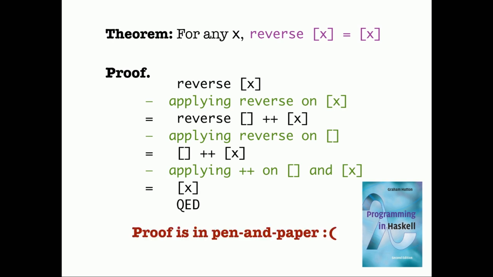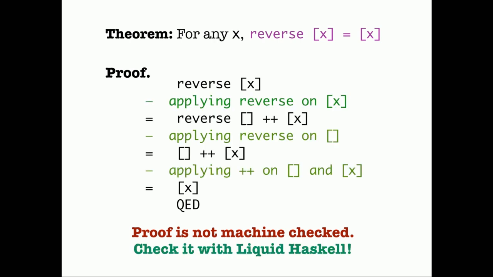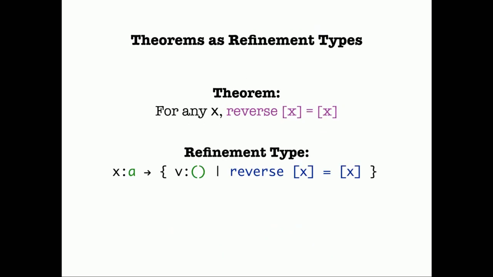So the problem with this proof is that it is a pen and pencil proof, which means that it's not machine checked. So any proof is a good proof. So what we're going to do now is we're going to take this proof and port it into LiquidHaskell. So I'm going to use refinement types to express my theorems.